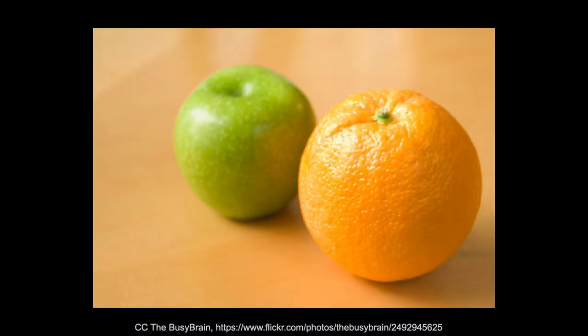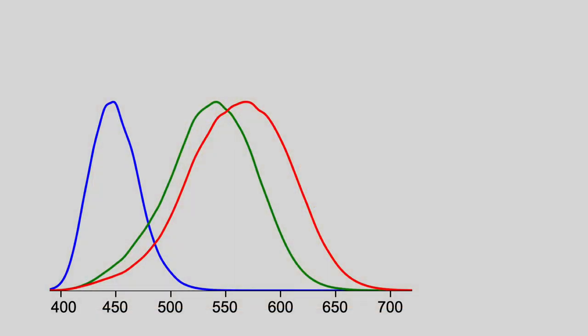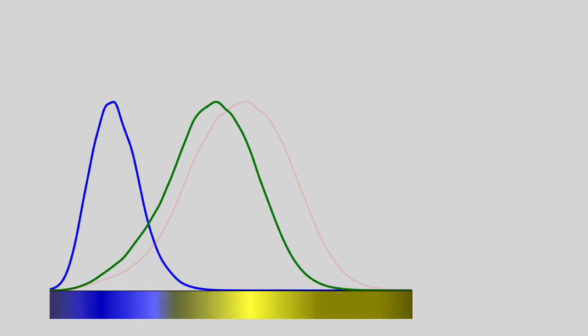Apples and oranges. You can't get much more different, as the old saying goes. But if you're colorblind, they look surprisingly similar. Some folks lack an M cone. Others lack an L cone. And to them, the rainbow looks like this.